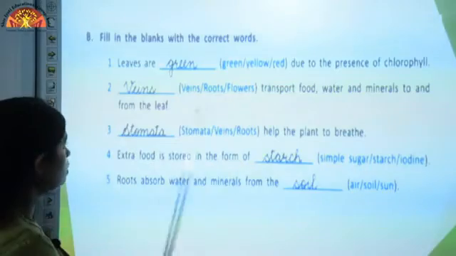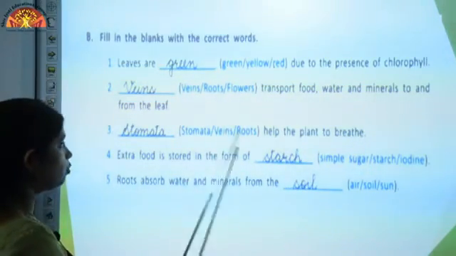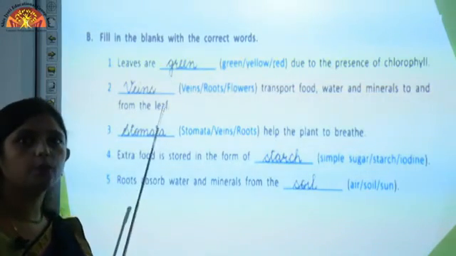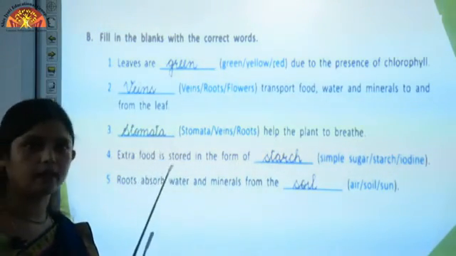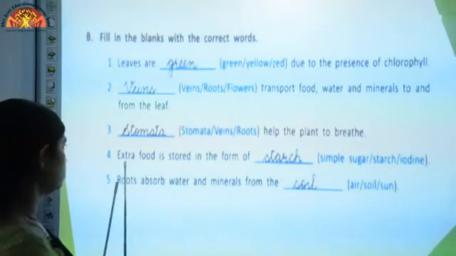Then dash help the plant to breathe. So stomata, veins or roots. So here the correct answer is stomata because these are the small pores which are present on the underside of the leaves through which plants can take gases inside.